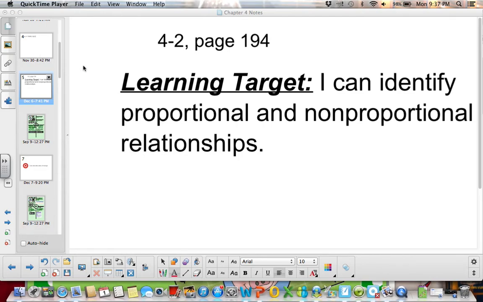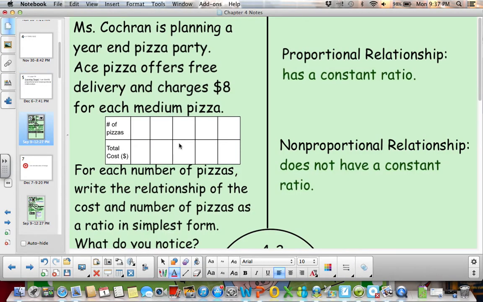Hi, 7th graders. We are on lesson 4.2, which starts on page 194. Our learning target is identifying proportional and non-proportional relationships. We're going to do an example first before we talk about the difference between the two.